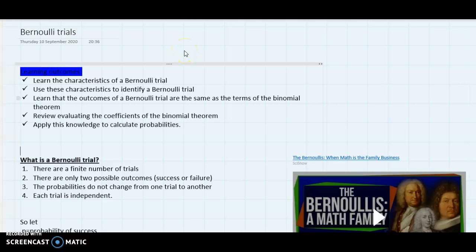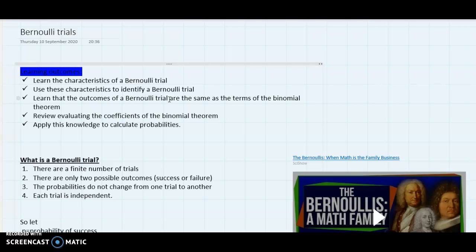Hello, today we're going to look at Bernoulli trials. Our learning outcomes for today are to learn the characteristics of a Bernoulli trial, use these characteristics to identify a Bernoulli trial, and learn that the outcomes of a Bernoulli trial, that is the probabilities that you get by calculating a Bernoulli trial, are the same as the terms of the binomial theorem.